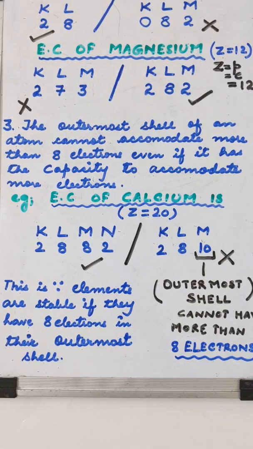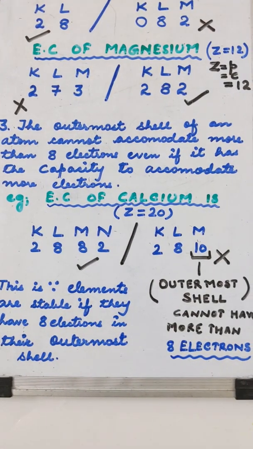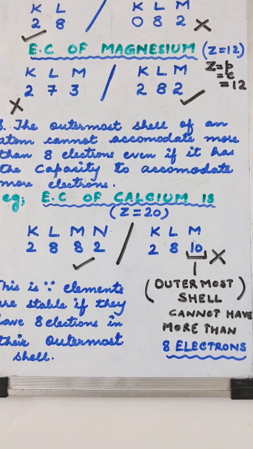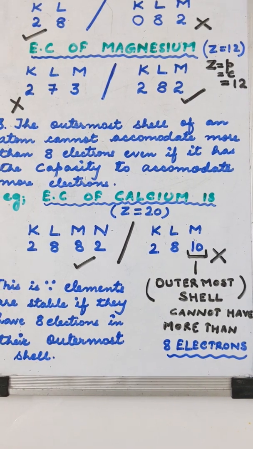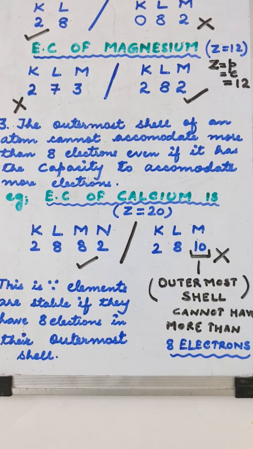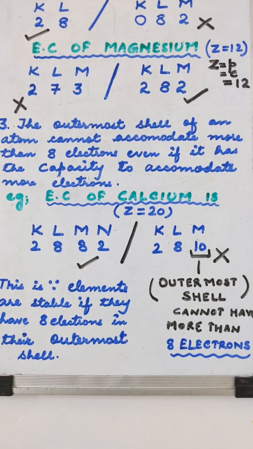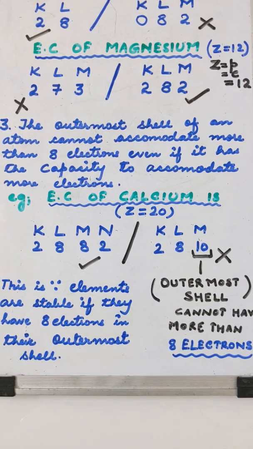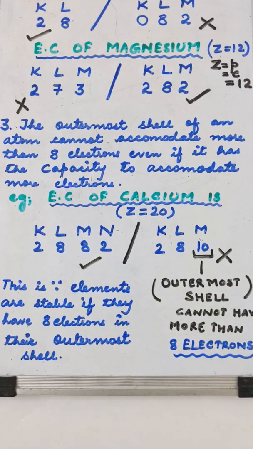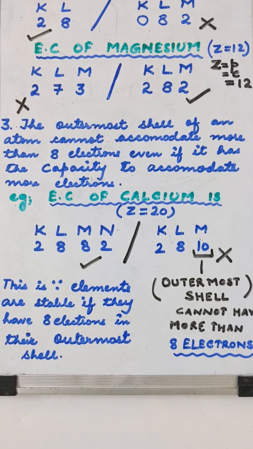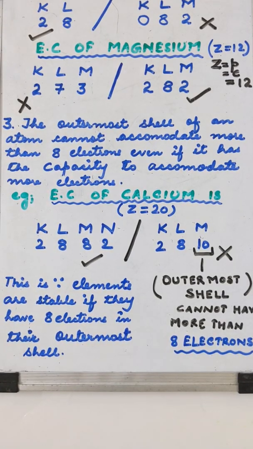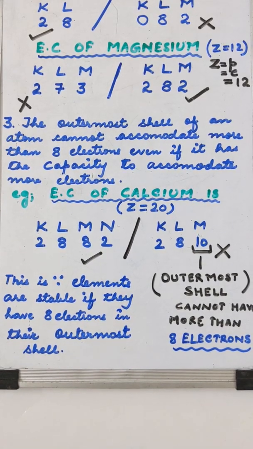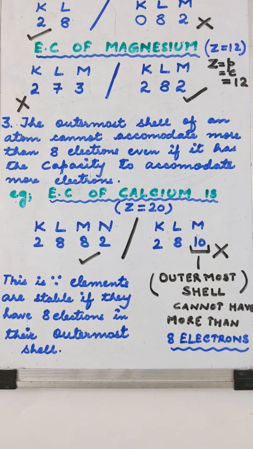This is where this rule is applicable. It says that the outermost shell cannot have more than 8 electrons. So we cannot have 9 electrons here, we cannot have 10 electrons here. So its correct configuration is going to be 2 in the K shell, 8 in the L shell, 8 in the M shell and 2 in the N shell. And this is because it needs to follow the rule of stability, which says that it should have 8 electrons in the outermost shell. About stability, I will discuss it in another video, and the configuration of the first 20 elements will also be discussed in the next video.